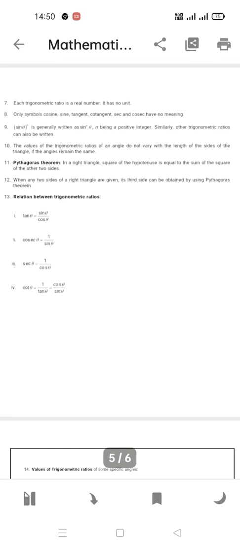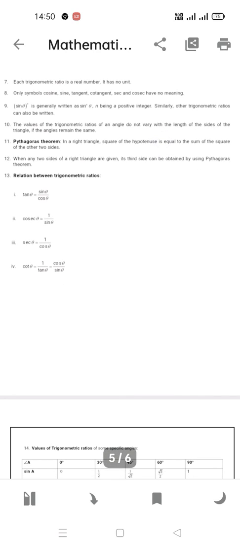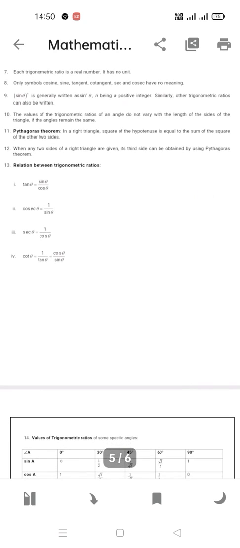The value of the trigonometric ratio of an angle does not vary with the length of the sides of the triangle if the angle remains the same. It means the value of these trigonometric ratios of an angle is not different, it does not differ with the length of the sides of the triangle if the angle remains the same. Next is Pythagoras theorem.